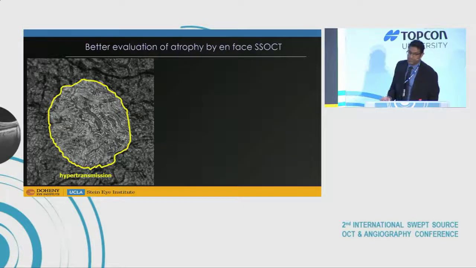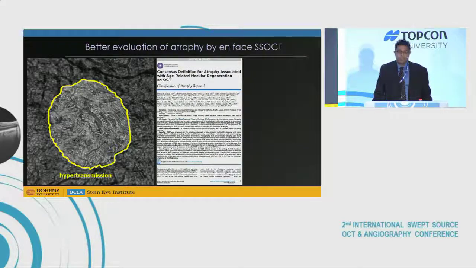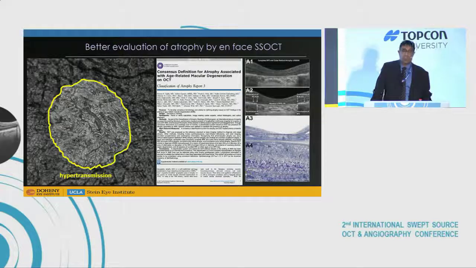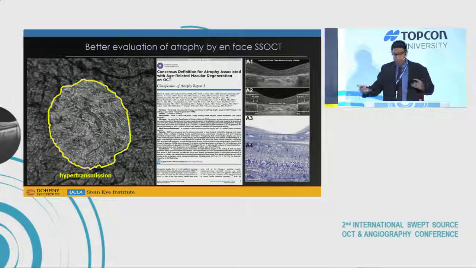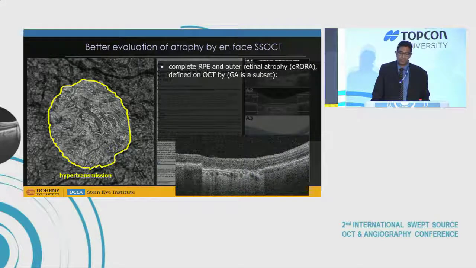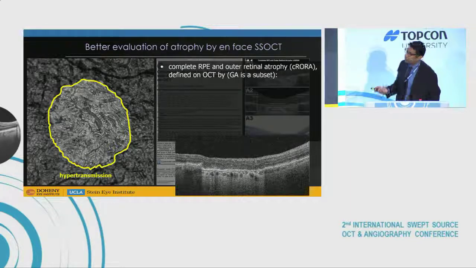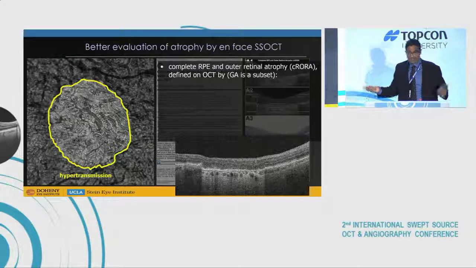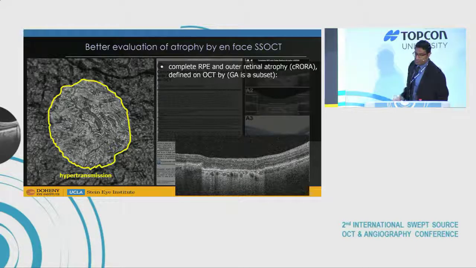We call this hypertransmission. And of course, recently, the CAM group, Ramin and Rick and others are part of this, published criteria for recognizing atrophy in OCT images, because we didn't have a definition, right? We had color and other fundus autofluorescence definitions. We didn't have an ability to recognize this consistently, and so we defined this entity complete RPE and outer retinal atrophy, which includes atrophy associated with CNV, but also GA, which is a subset of this.